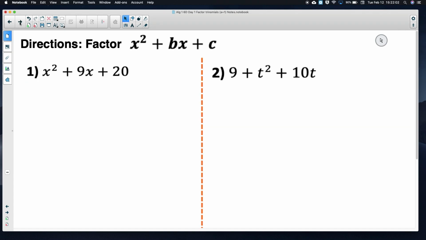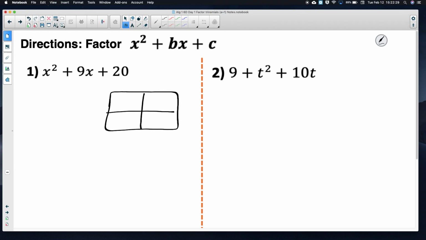So let's look at what a problem is going to look like. If I want to factor x squared plus bx plus c, notice how everything is positive. So I'm going to use a box to help organize this information. Now, it's going to take a couple tries to get used to using the box, but once that box clicks, these problems are going to go very, very quickly. So I've got x squared plus 9x plus 20. I make my box. In the upper left-hand box goes x squared. In the bottom right-hand goes 20.